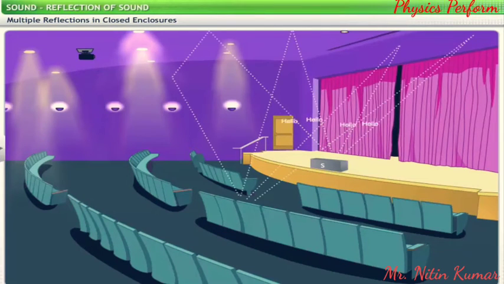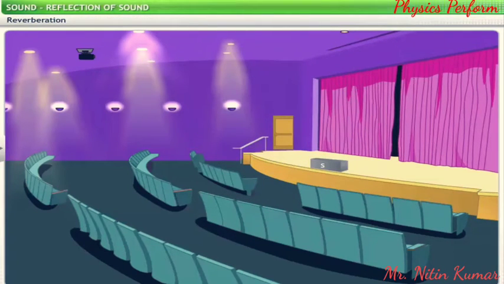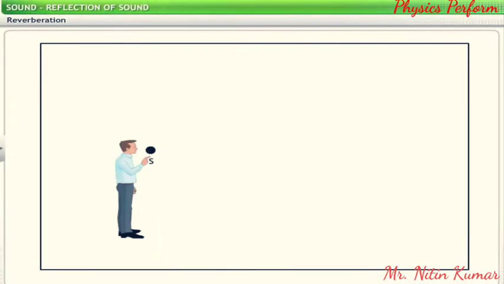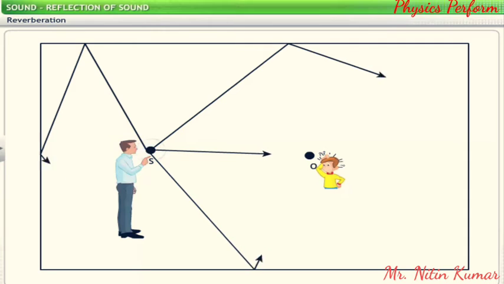However, in cases where these halls are not designed properly, multiple reflections can lead to uneven distribution of sound. Let's see what causes this problem. Consider a big closed room where a source S, a speaker, and an observer O are in the positions as shown.